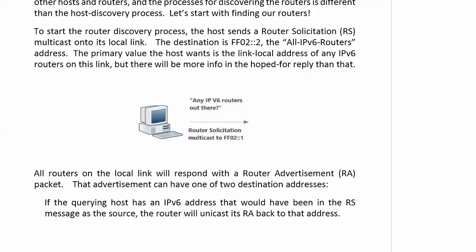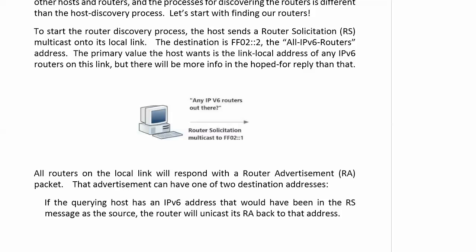So we've got that. Now the primary value the host wants is the link local address of any version 6 router on this link, but there will be more information in the hoped for reply than that. That's a little bit of a teaser. We're going to come back to that. But right now let's stick with the RS and RA, because then any and all version 6 routers on the local link, they're going to hear that RS and they respond with an RA.